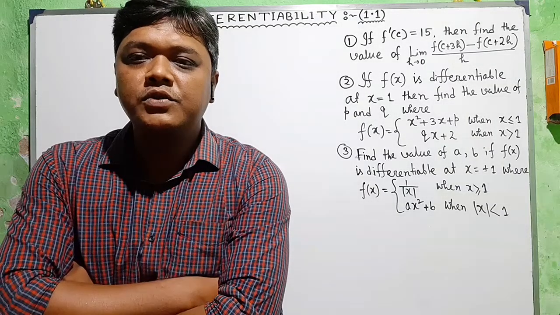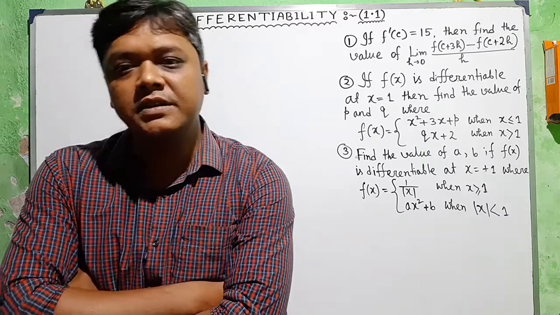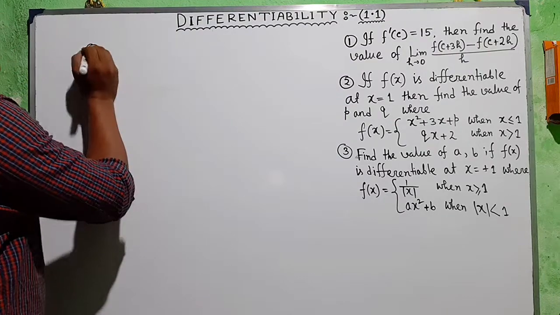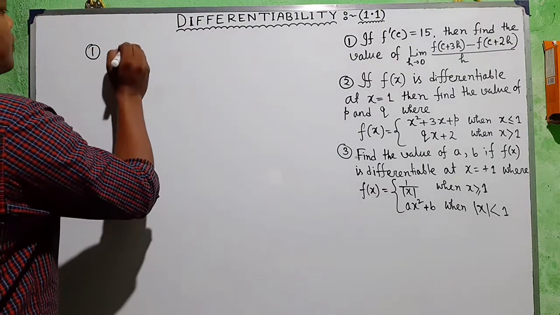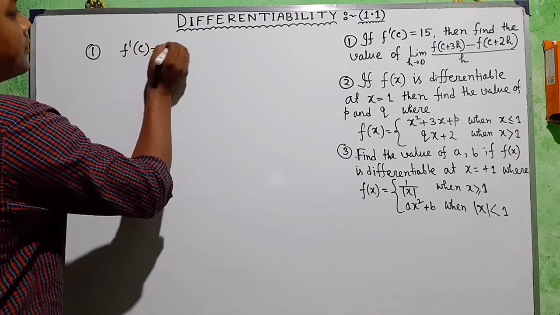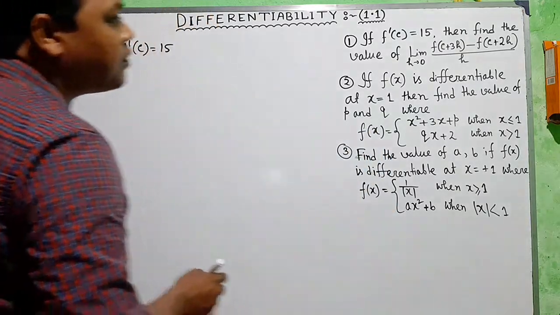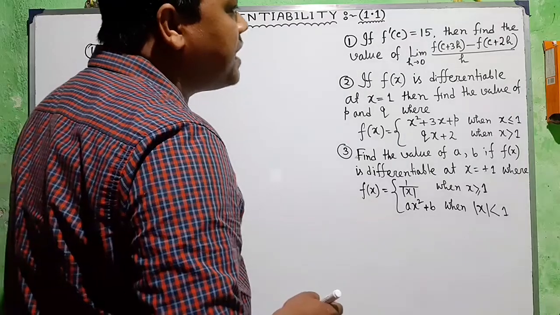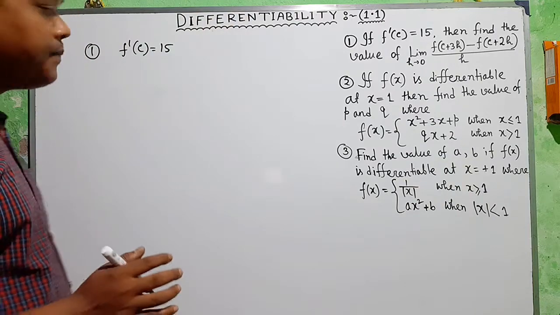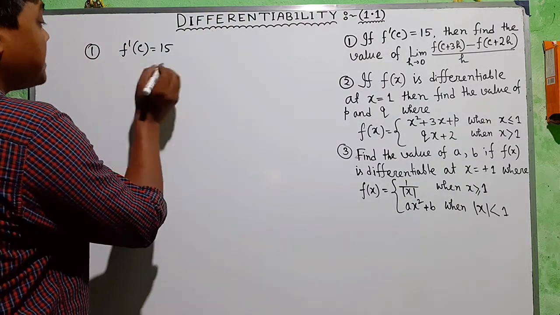In this part, we shall solve some important problems about differentiability. So the first problem is that if f dash c equals 15, this is given to you, then find the value of limit h tends to 0 of f of c plus 3h minus f of c plus 2h by h. Okay, so f dash c equals 15 is given to you.